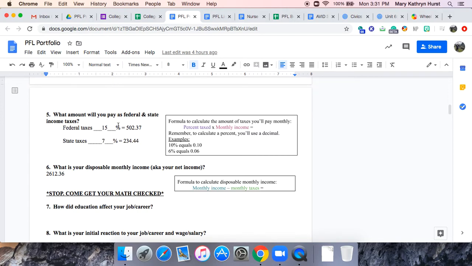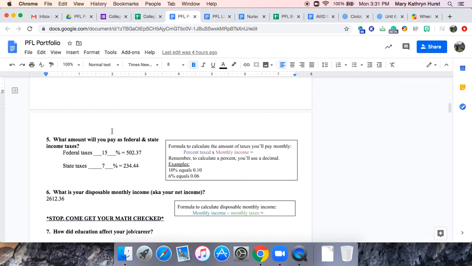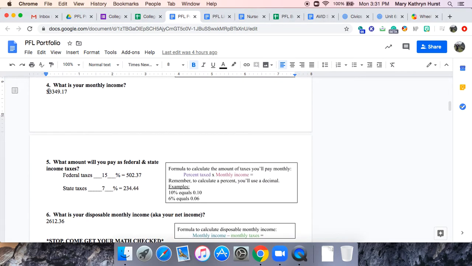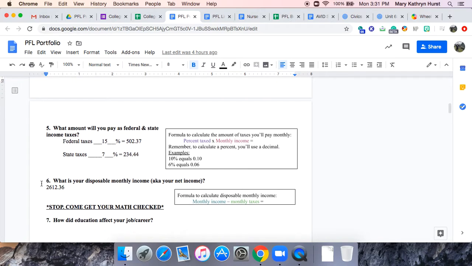And again, you don't get to keep this money. This belongs to the United States government and the North Carolina government. So you're going to have to give that money up. In order to do that, we're going to take our monthly income that we calculated in number 4, and then we're going to subtract both sets of taxes. So that ends up becoming our disposable monthly income, and now we can go forward and pay bills. Okay, so that's $2,612.36 because again, I'm rounding to the nearest cent.